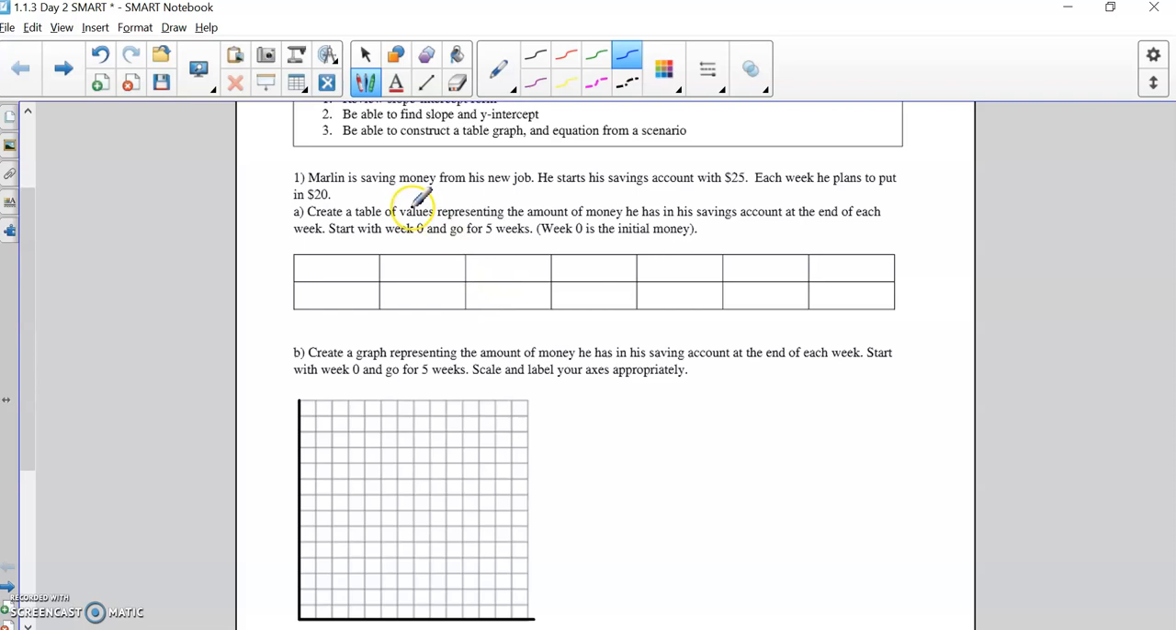So let's say that Marlon is saving money from a new job, which is something I'm sure many of you guys have experienced. He starts a savings account with $25, and then each week he plans to add in another $20, right? So we're going to go ahead and make a table that represents that. We'll put week up here, and then we'll put the money down here. All right, so we know the weeks go from 0 to 5. So we can go ahead and label these.